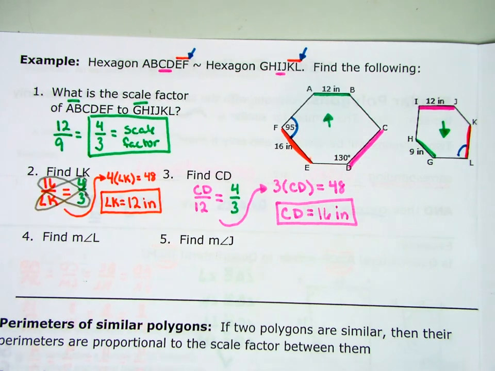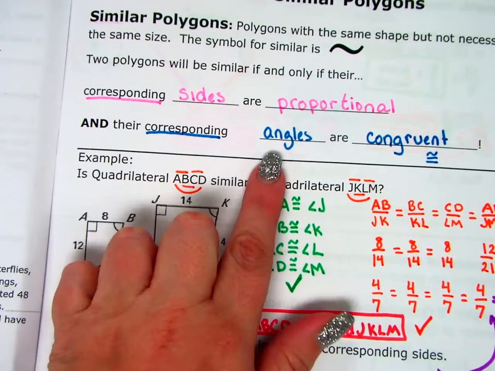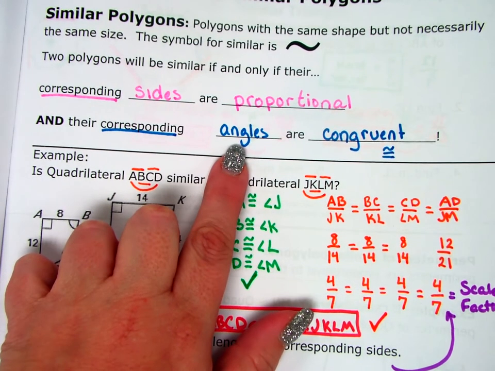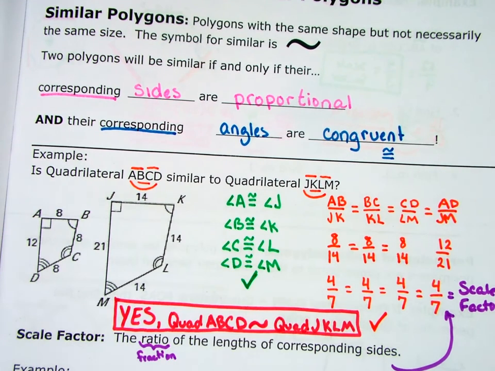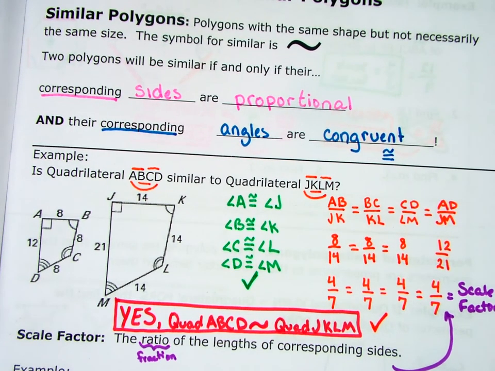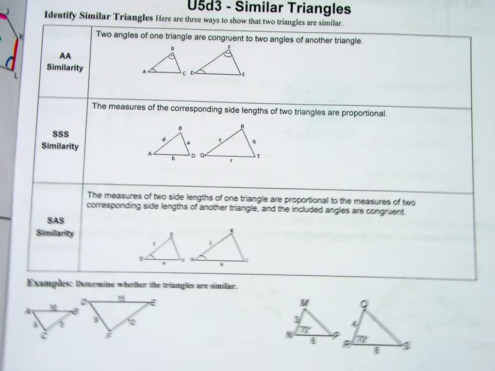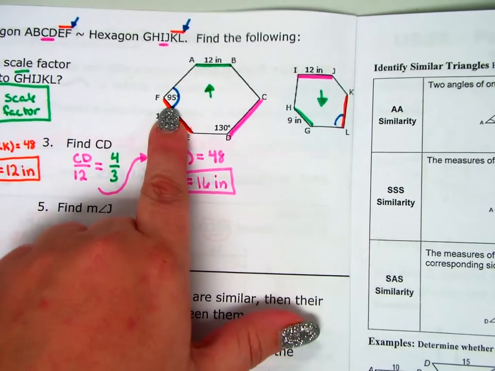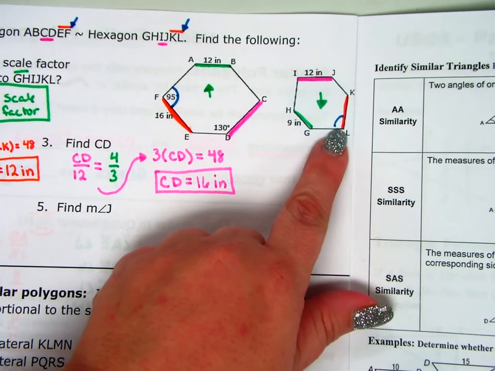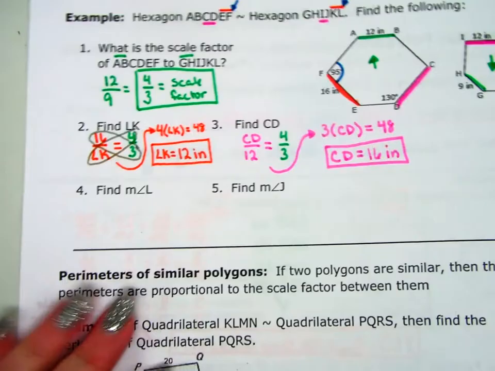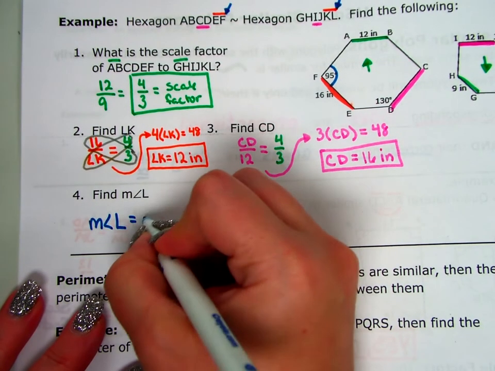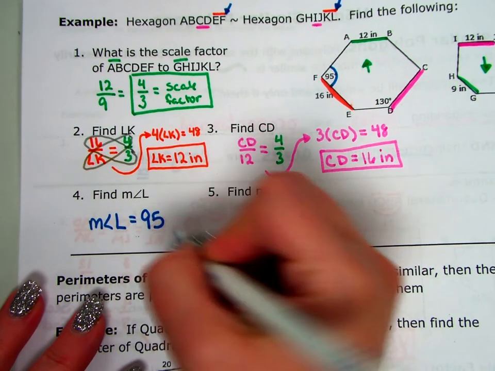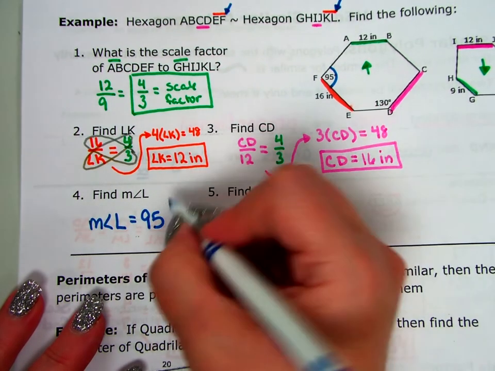Are you sure? Are angles proportional? Do they make a fraction? No, angles are congruent. That was a trick question. Neither one goes on top. They're not proportional. They're equal to each other. They're the exact same thing. So if F is 95, how big is L? 95. What are my units? It's an angle. Degrees.